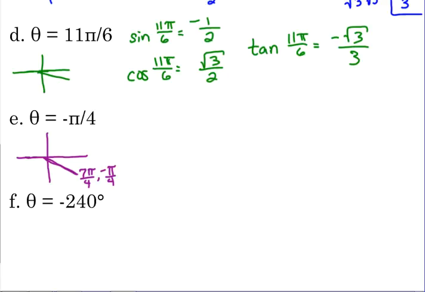Let's say you've got negative 5 pi over 4. Go to positive 5 pi over 4, which is in the third quadrant. So that's below, and you just go straight above. It's always straight down or straight up if you're trying to use that method.